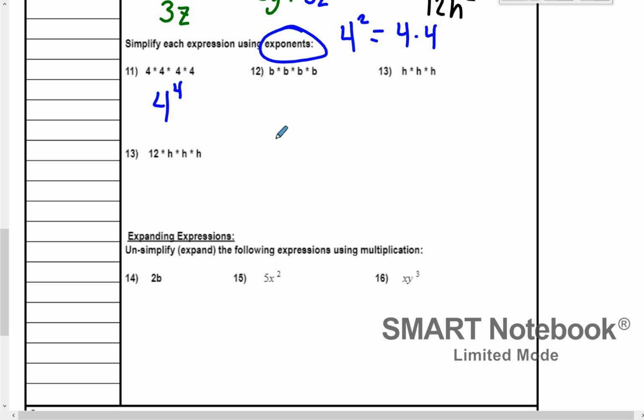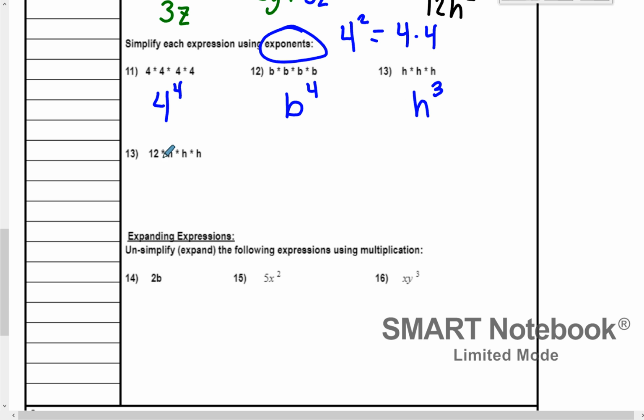Now we have some letters, we have some algebra. Same exact idea. B times B times B times B. We have B, which is being multiplied 4 times, B to the 4th. If you're catching on, pause the video and try these next couple on your own, and then just resume to check it. Here we have H times H times H. We have H being multiplied 3 times, so H to the 3rd power, or H cubed.